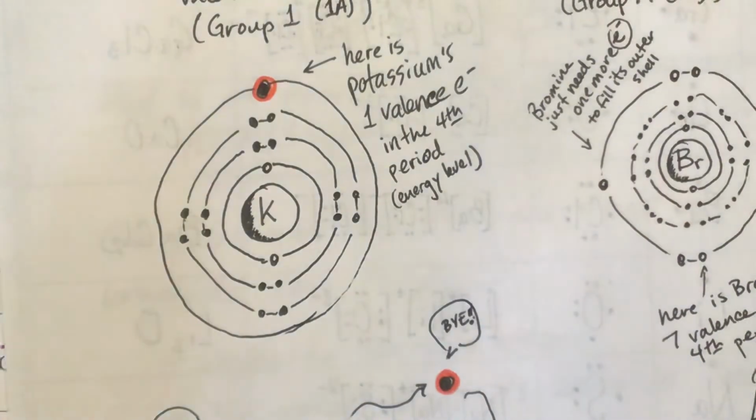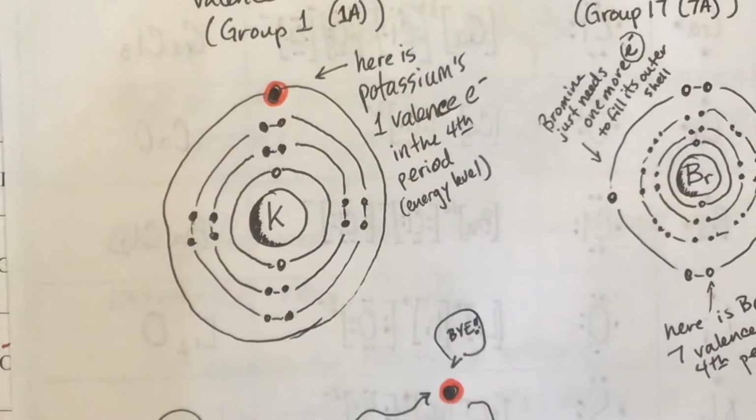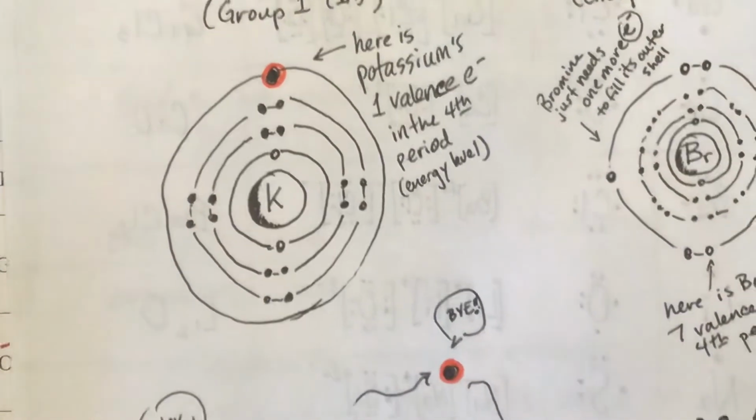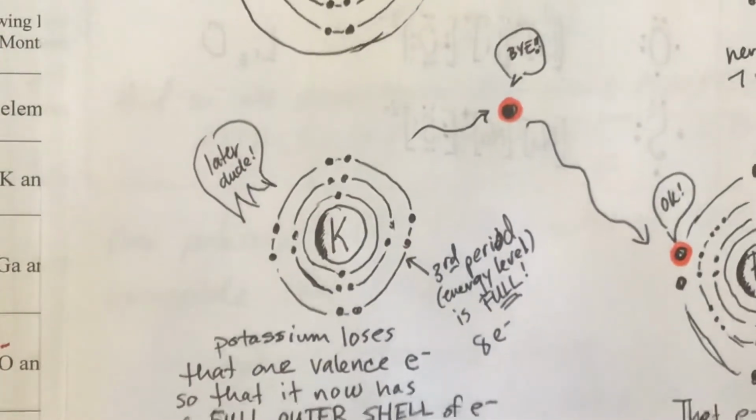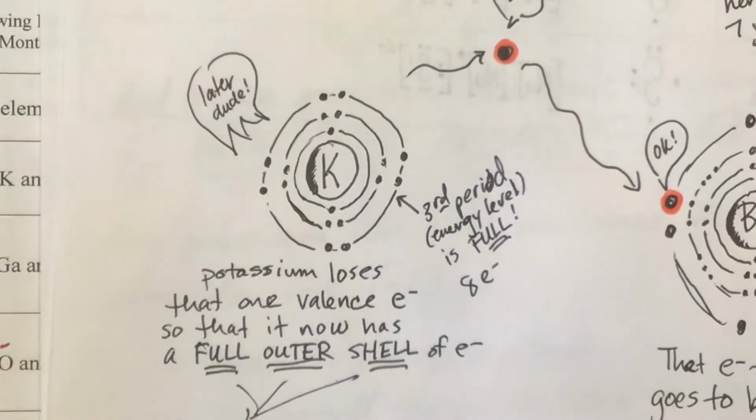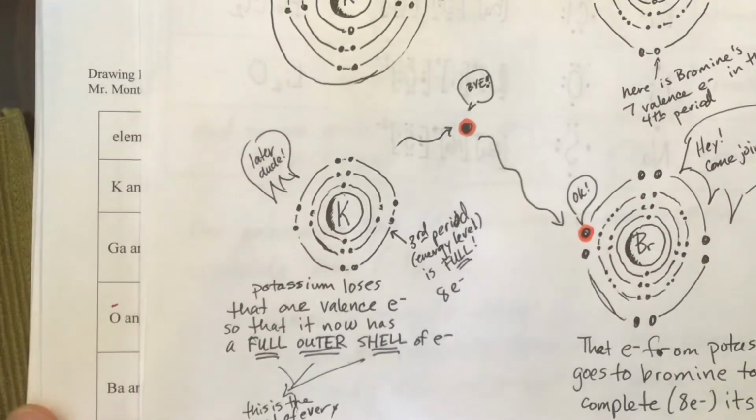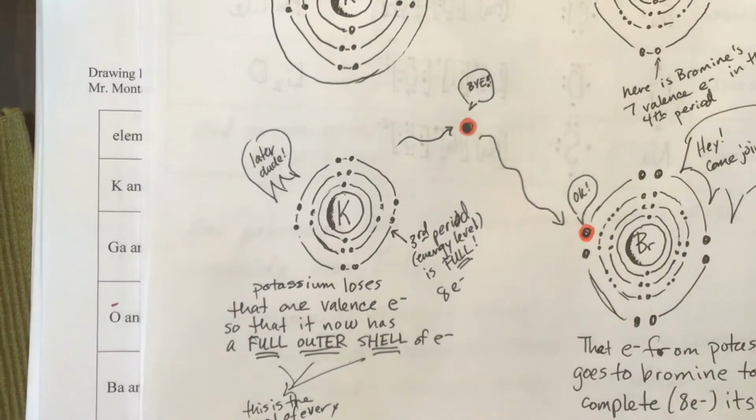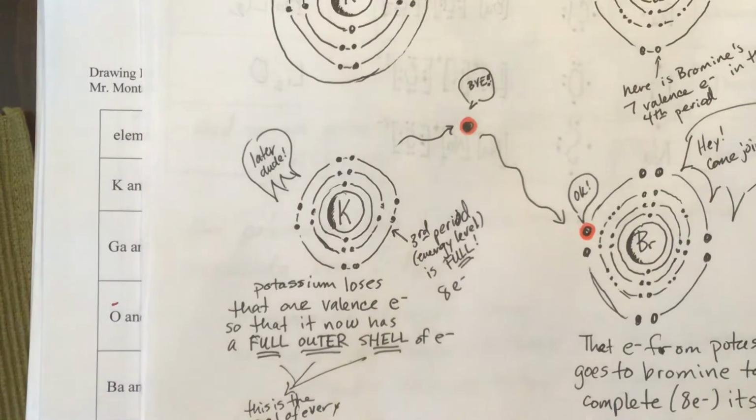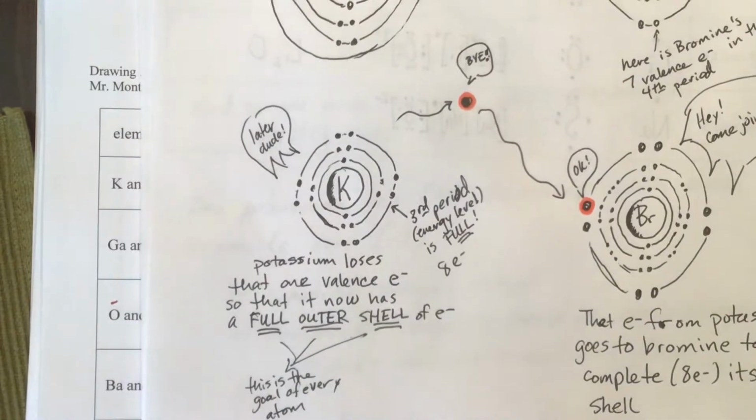Because potassium wants to have a full outer shell, like all atoms, potassium is going to lose that electron. You can see the electron leaving there. Now, the third level has 8 electrons in it. It's full. This makes potassium very happy. This is the goal of every atom.